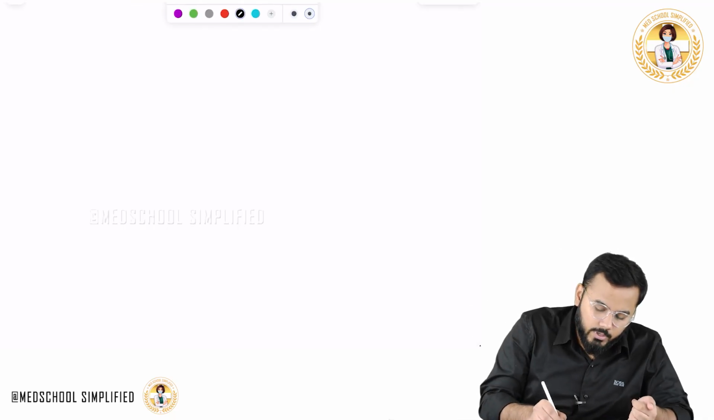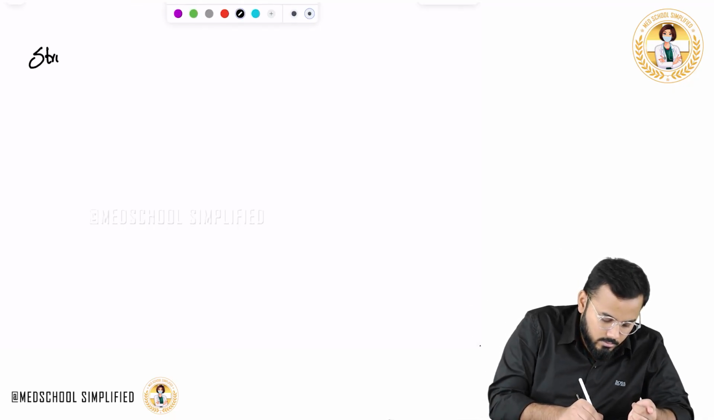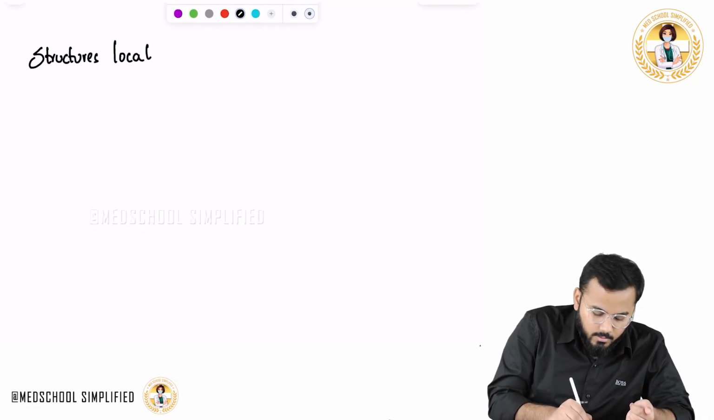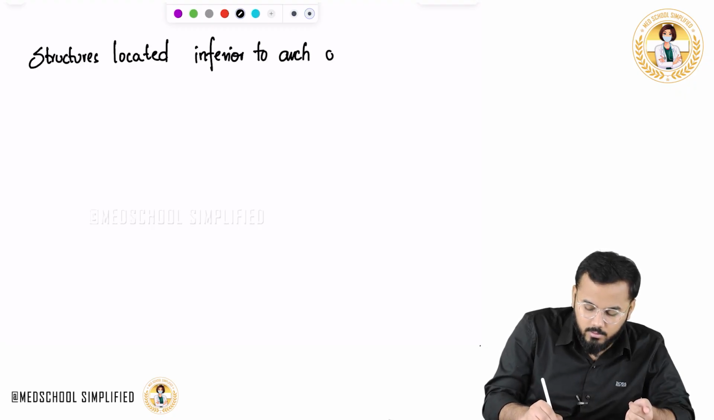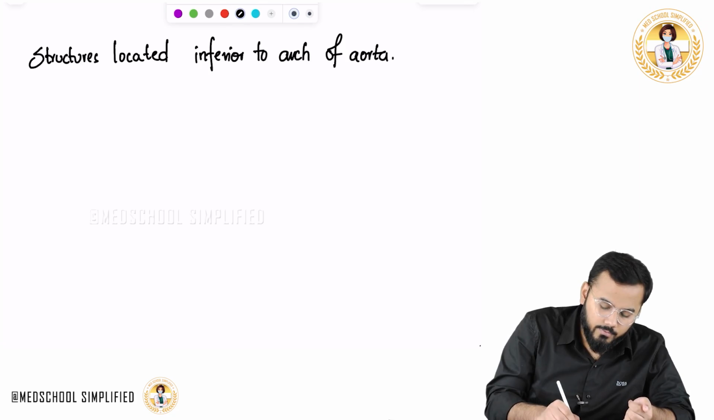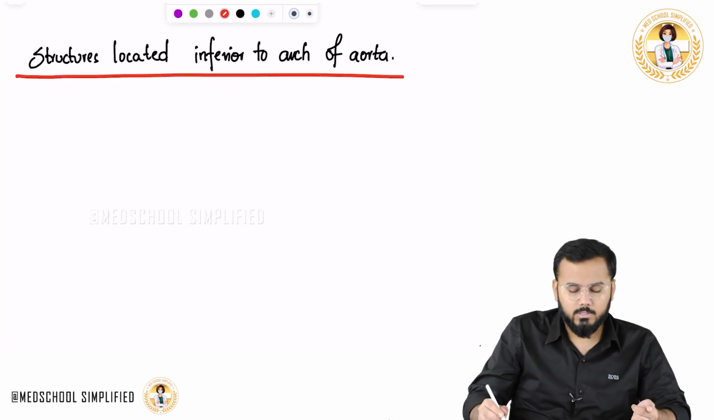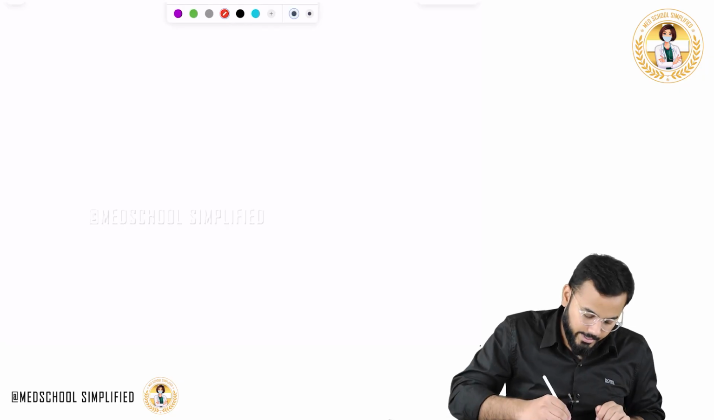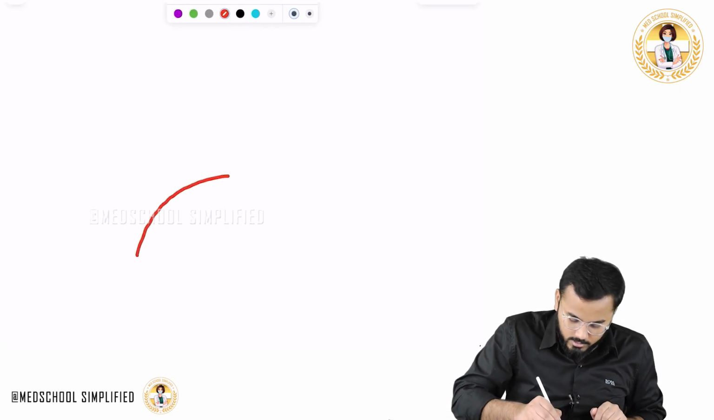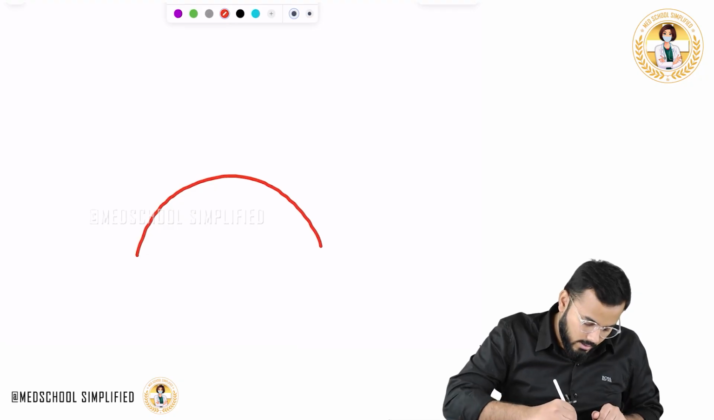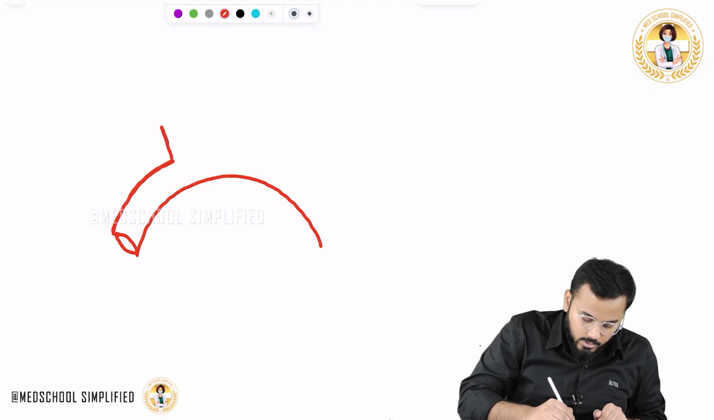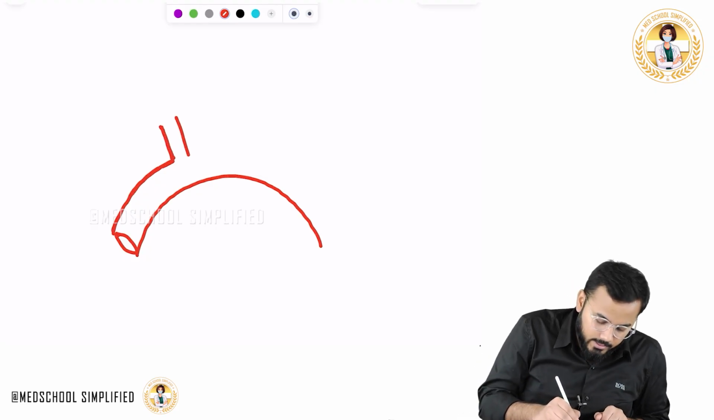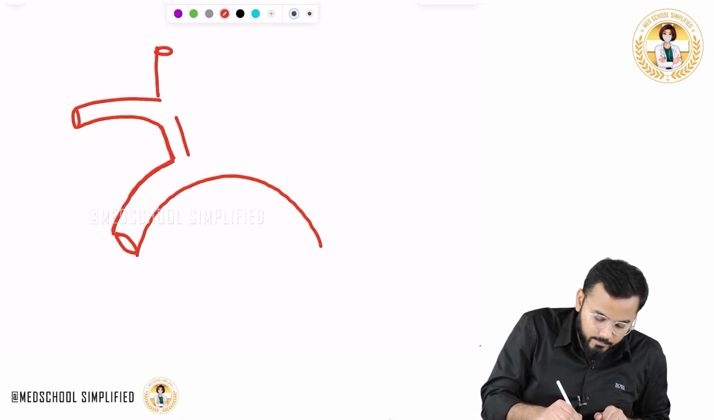So now we shall look at the structures located inferior to the arch of aorta. Structures located inferior to the arch of aorta, right? So here you have got this arch of aorta like this. Now in this arch of aorta over here, this one is your brachiocephalic trunk. This brachiocephalic trunk is dividing into the subclavian as well as the common carotid artery.